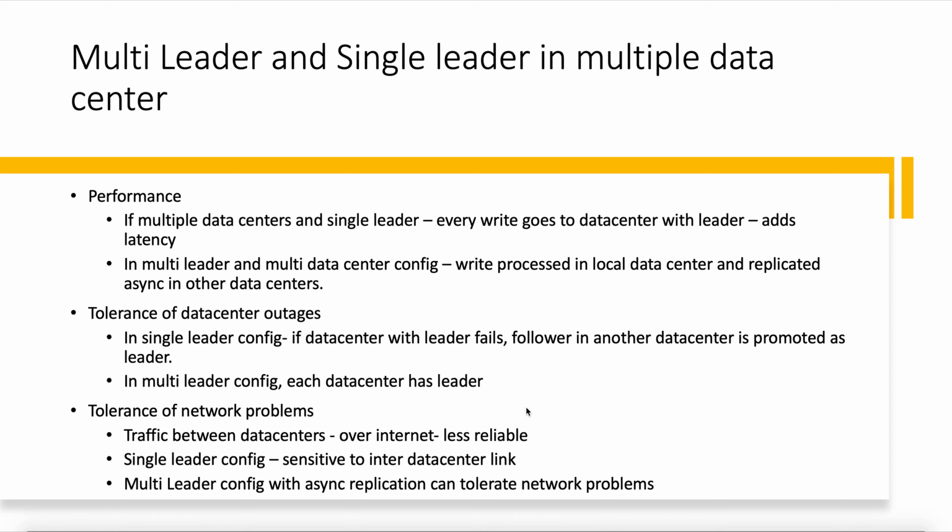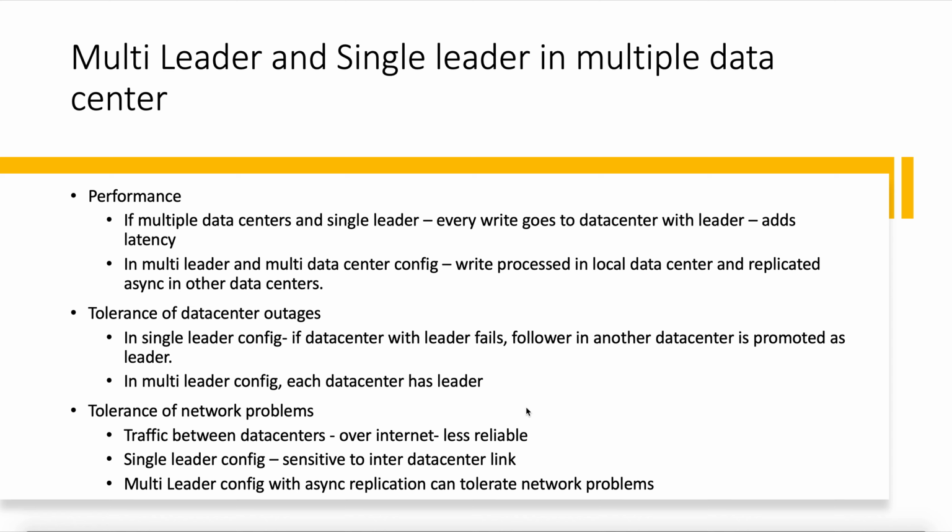Now let's see the tolerance of data center outages. In the single leader configuration with multiple data centers, if the data center which has the leader fails, then the followers in another data center are promoted to leader. But in a multi-leader configuration, each data center has a leader. Thus, data centers can continue operating independently of the others, and the replication will catch up when the failed data center comes back online.